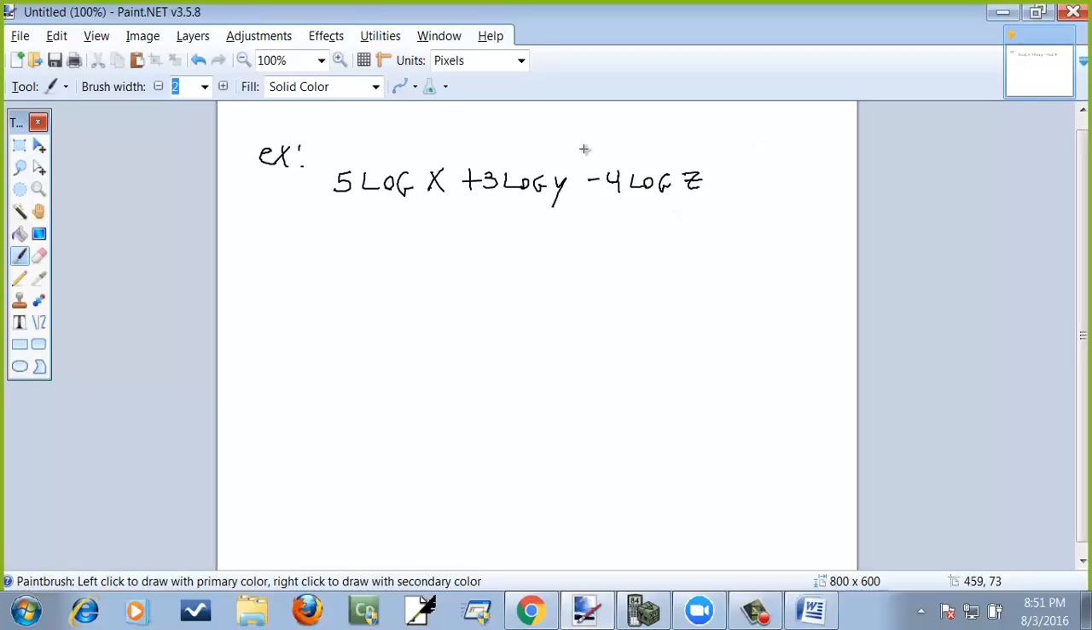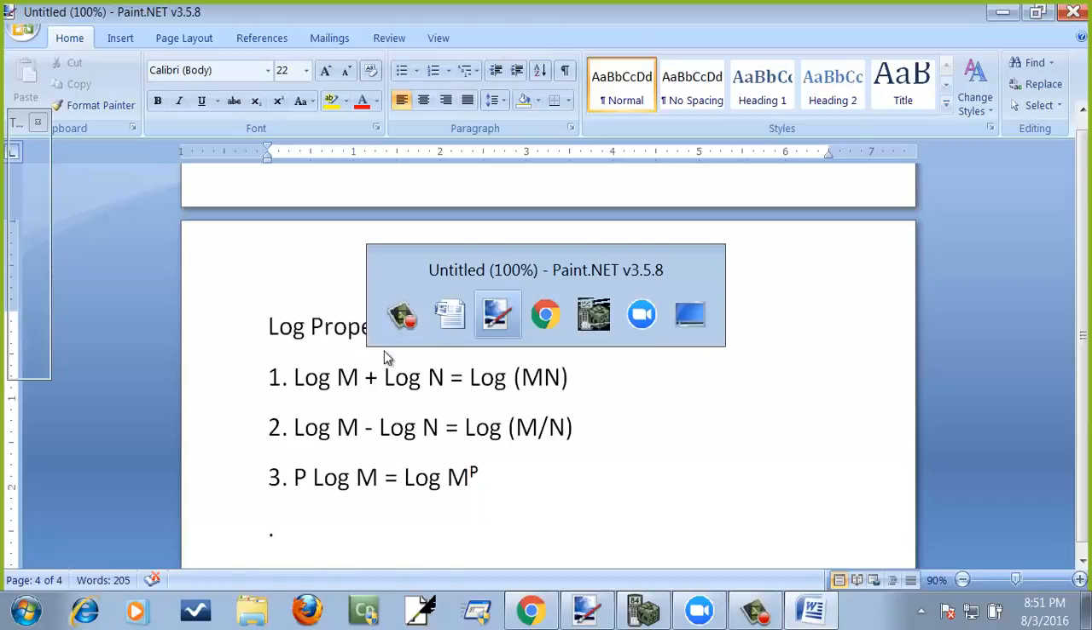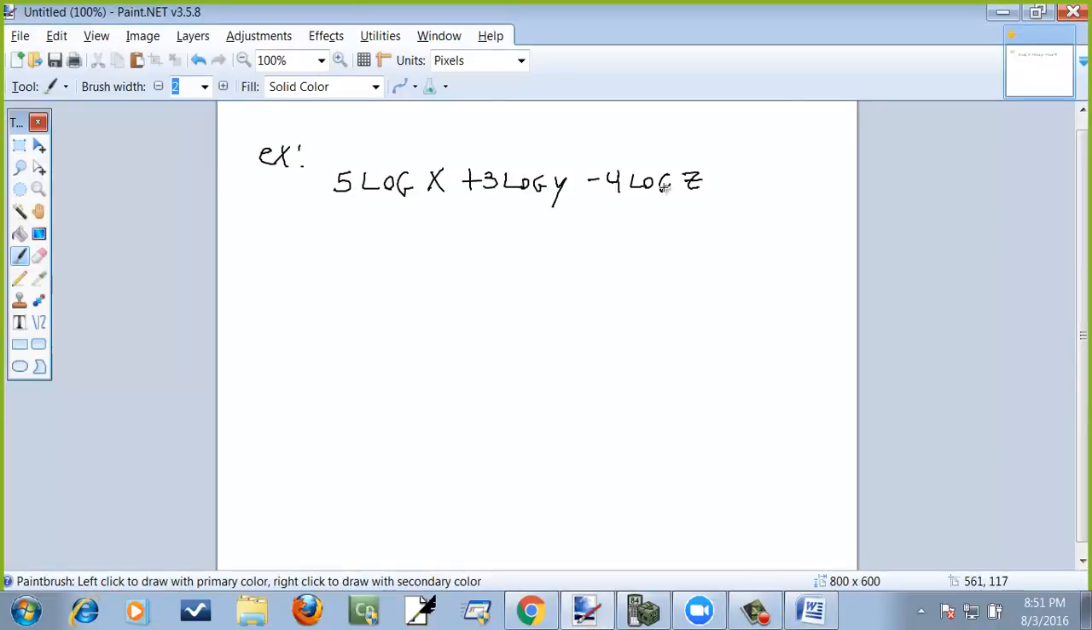Pretty much you follow your order of operations, with the exception you cannot use properties 1 and 2 if there's any numbers in front of your logs. You can only use these if there's no numbers in front of the logs, which works out well because our third property says if you have a number in front of your log, you can put it as your power. Now I notice on this one, all of them have numbers in front of the logs. So first thing I'm going to do is put that number as a power. So I'm going to have log x to the fifth plus log y to the third minus log z to the fourth.